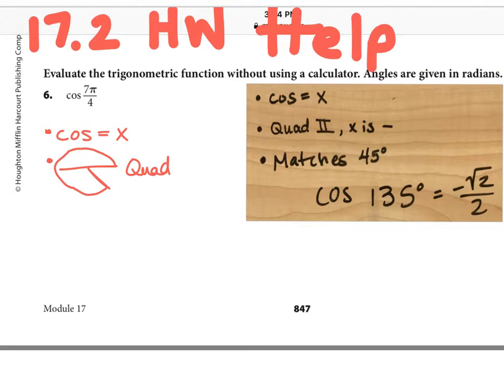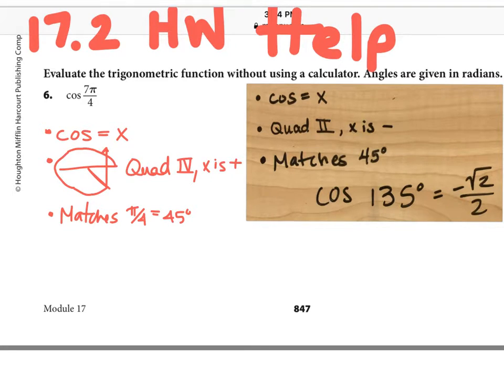And in quadrant 4, I guess I should write that better. In quadrant 4, x is positive. And then we want to figure out what that matches. And if we match across, 7 pi over 4 is the same as just pi over 4. So this matches pi over 4, which happens to be the same as 45 degrees.